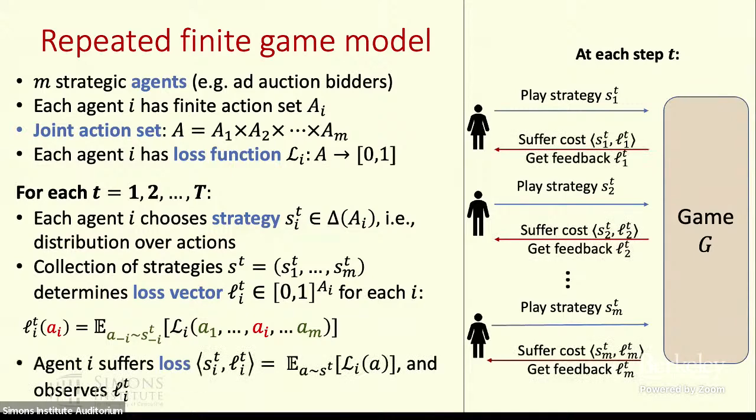Now, finally, each agent i suffers a loss, which is the expected value of their loss function over the distribution s^t. And this can be seen easily to be equal to the inner product of their strategy vector s_i^t and the loss vector l_i^t. After suffering this loss, agent i observes the loss vector, which tells them how to improve their strategy in future iterations. So this is basically, from agent i's perspective, equivalent to the setting of online linear optimization with full information feedback.